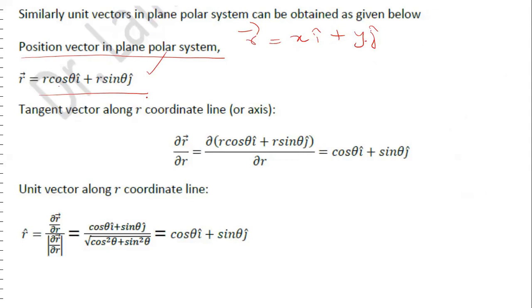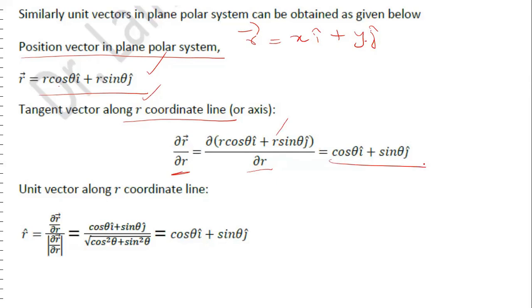Tangent vector along the r coordinate line, you can obtain by differentiating the position vector with respect to r. So differentiate the position vector with respect to r. Differentiation of r with respect to r is 1. So the remaining is cos theta i plus sin theta j.